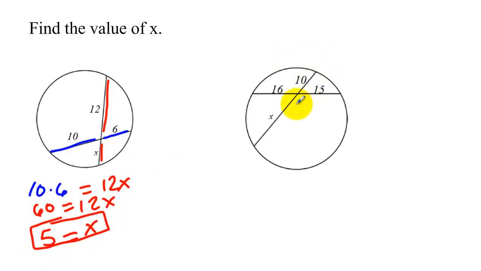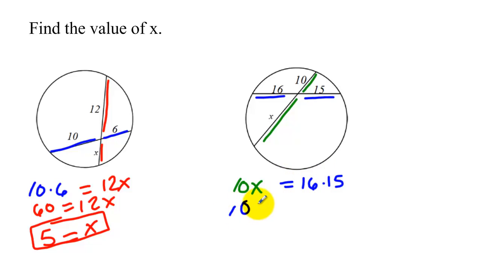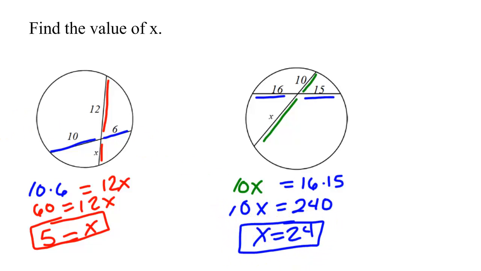This next example isn't any different. We're going to, again, multiply the pieces of one chord. In this case, it's 10 and x, so multiply together. Set them equal to the pieces of the other chord, the 16 and the 15, multiplied together. Okay, so we've got 10x. That's equal to 240. And so dividing by 10, our x here is 24. Again, how easy is this?